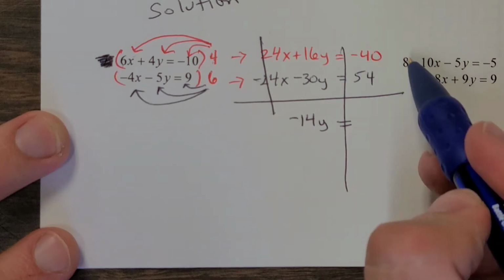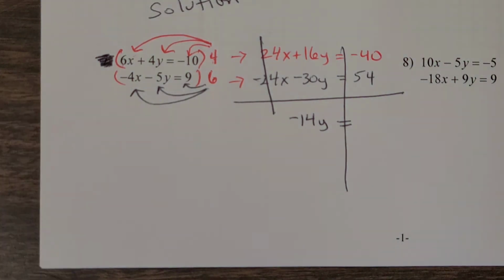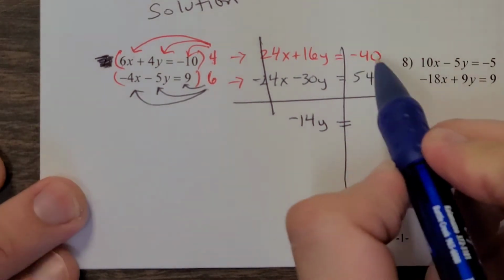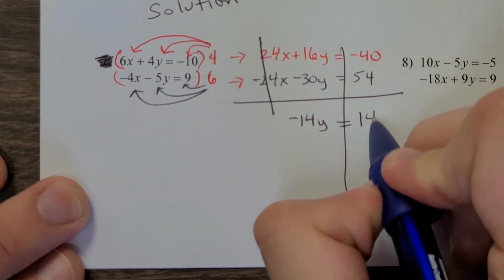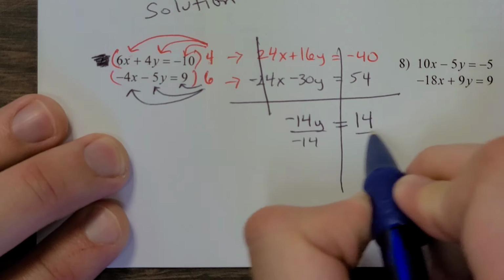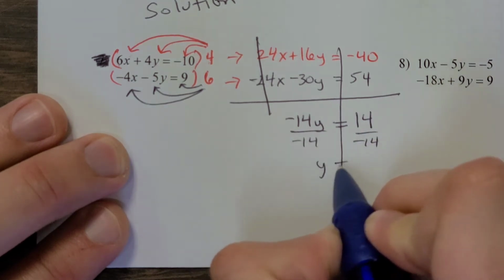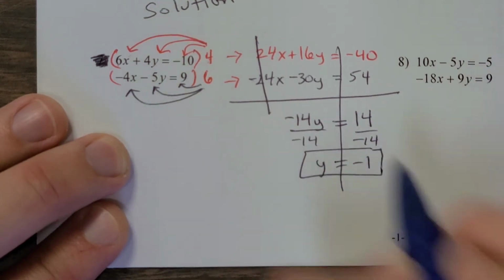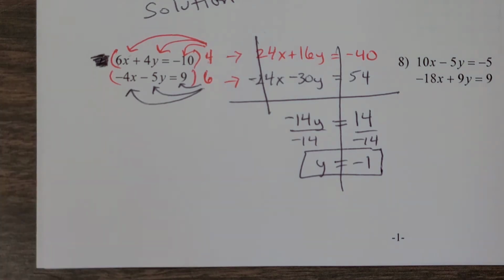And then 40, and then negative 40 and 54 give me 14. Okay, then when I divide by negative 14, I get y equals negative 1. Don't forget to take that and plug it back in.